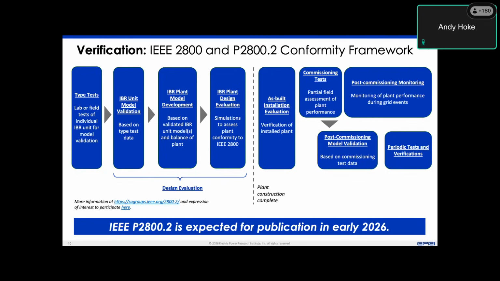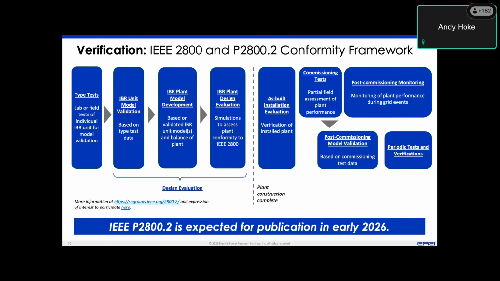So you end up with this multi-step procedure shown here, including type tests of an individual IBR unit, meaning a wind turbine or an inverter, to know whether those units match the model of the unit, so you can basically validate that model. Once you've got a validated model, you can make a plant level model. You can run some tests on that plant in a design evaluation to know whether the plant conforms to, say, your ride-through requirements or your primary frequency response requirements or other requirements.